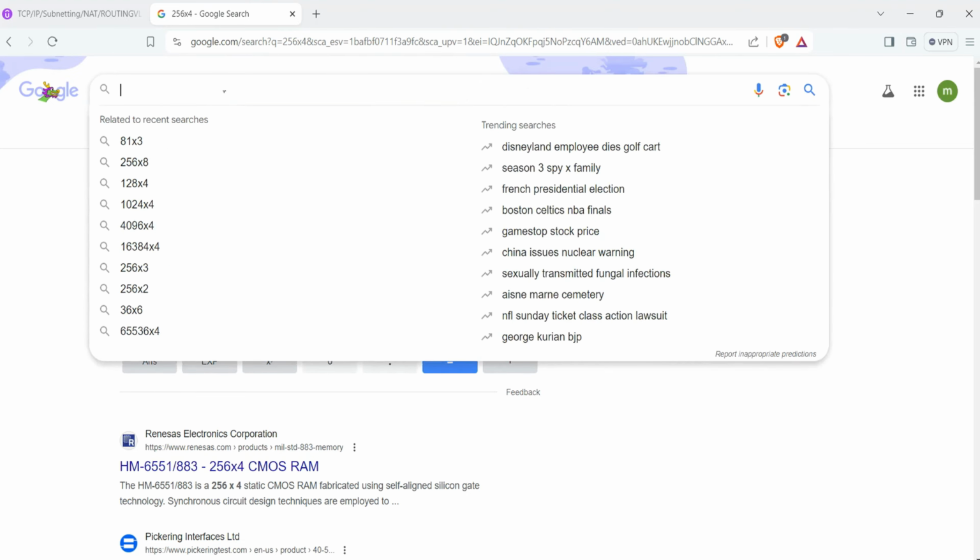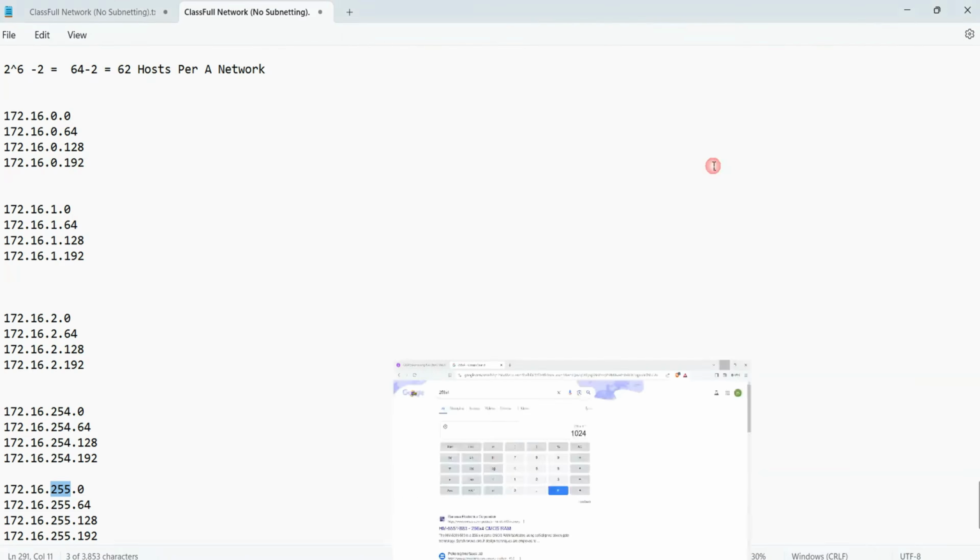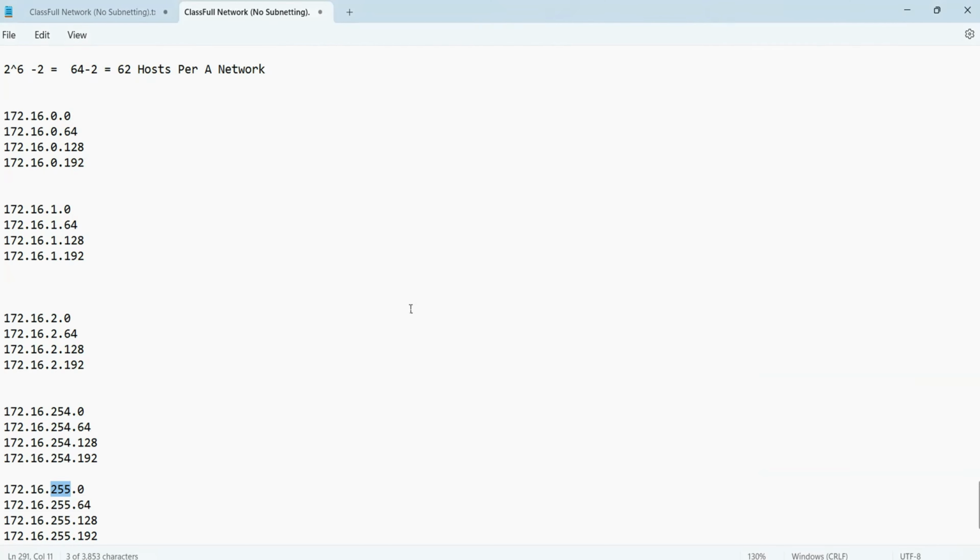Google is the best thing when it comes to an actual calculator. 256 times 4 is 1024. That's what I get over here. This is perfect. That means I'm doing the right thing.